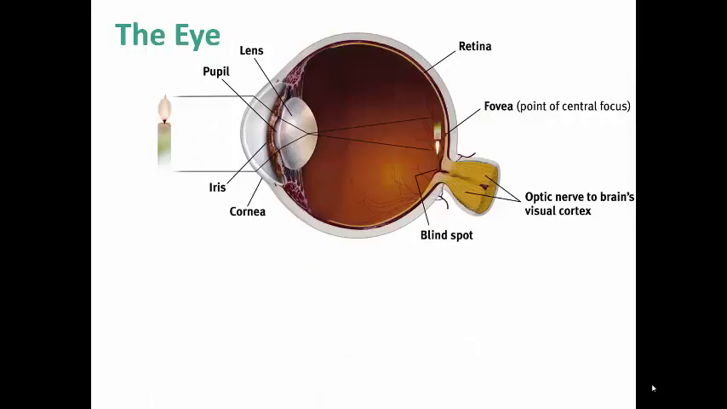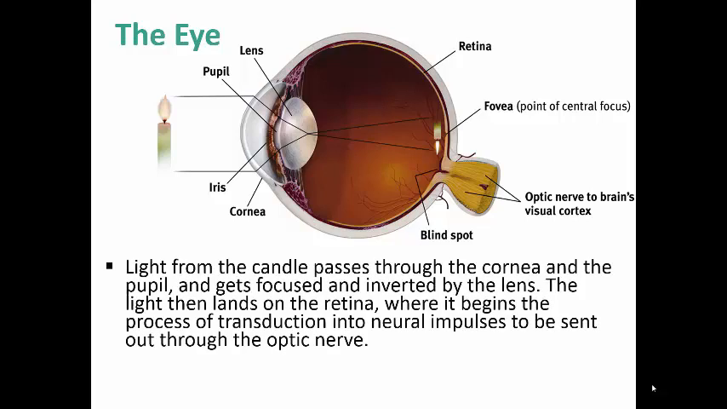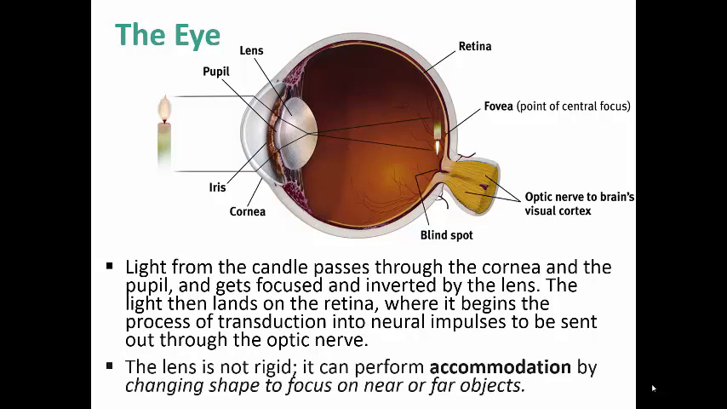So this is kind of the anatomy of the eye. You can see that the front is the lens, the pupil, the iris, and the cornea. And then the back of the eye has the retina, the fovea, the optic nerve, and the blind spot. And so you'll see that the image that's perceived by the eye is actually inverted within the eye itself. And then when it goes through the brain, it's reverted back so that we see it in the proper direction. So light from the candle passes through the cornea and the pupil, gets focused and inverted by the lens, and then the light lands on the retina, where it begins the process of transduction into neural impulses to be sent through the optic nerve to the visual cortex, where it's interpreted by the brain.